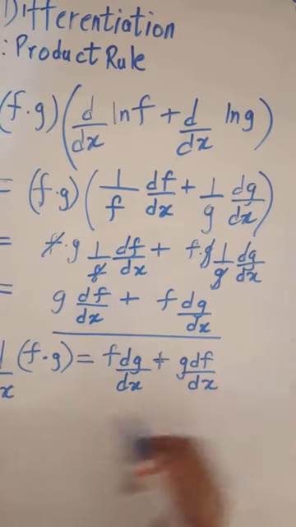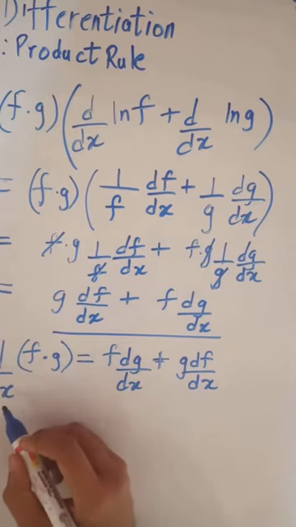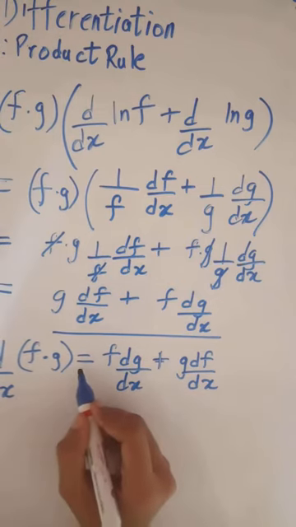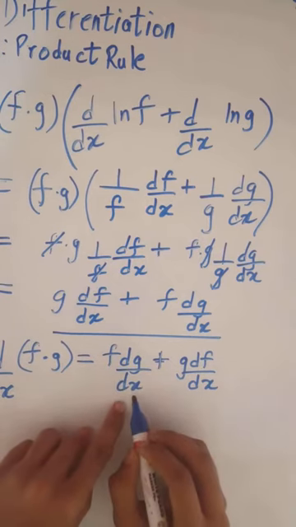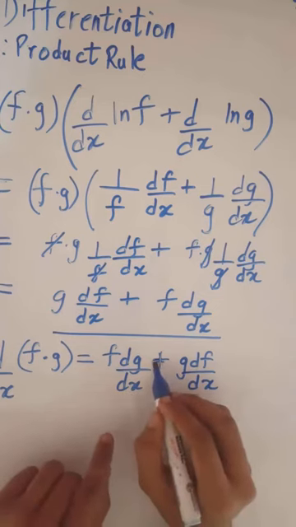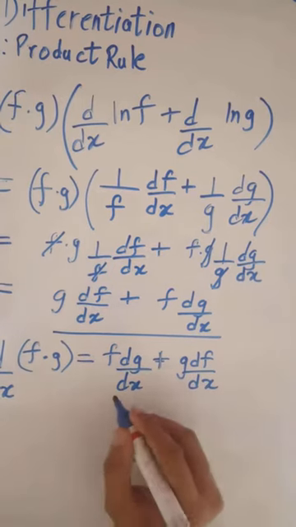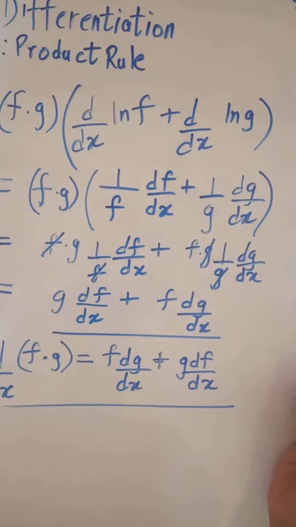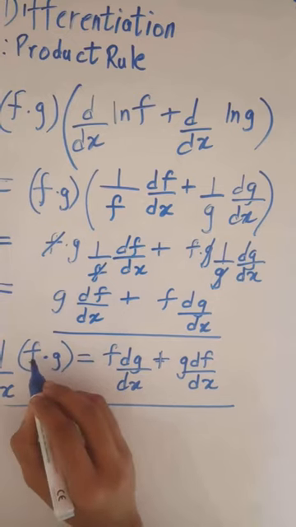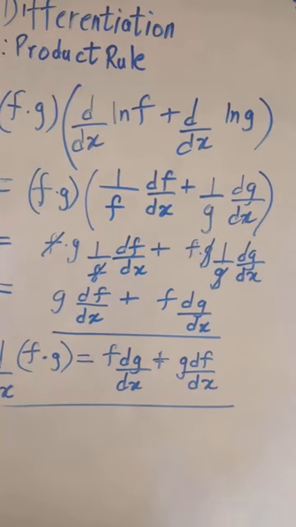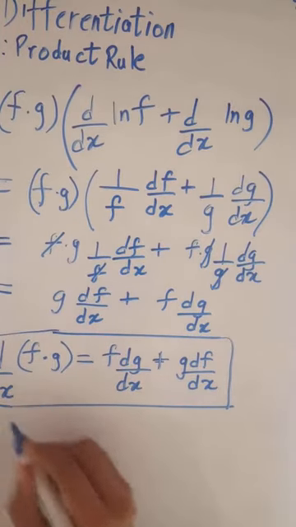And what this means is that if you have two functions, say f and g, and you differentiate them with respect to x, this is equal to the first function times the derivative of the second with respect to x, plus the second function times the derivative of the first with respect to x. So this formula is very nice to remember and simple. It's just the derivative of the second multiplied by the first, and the derivative of the first multiplied by the second. So this is how we obtain the product rule for differentiation.